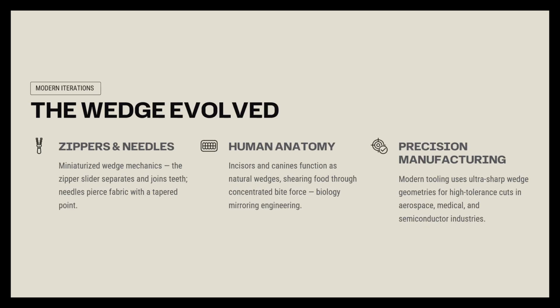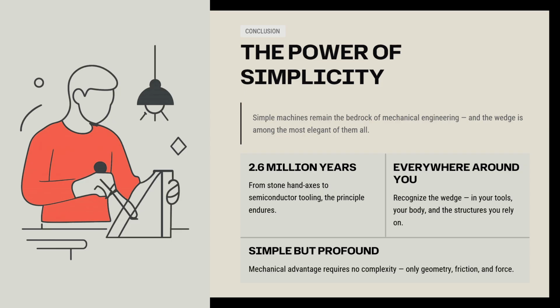From stone hand axes to semiconductor manufacturing, the fundamental principle of the wedge has endured for 2.6 million years across everyday tools and complex modern structures. In conclusion, the wedge demonstrates the power of simplicity. It proves that profound mechanical advantage requires no complexity, only geometry, friction, and force working together seamlessly.